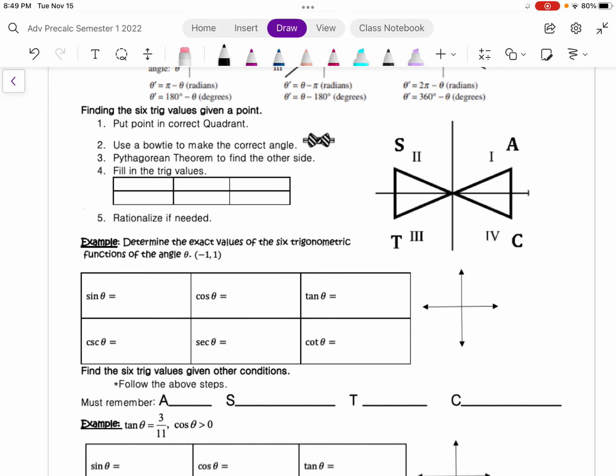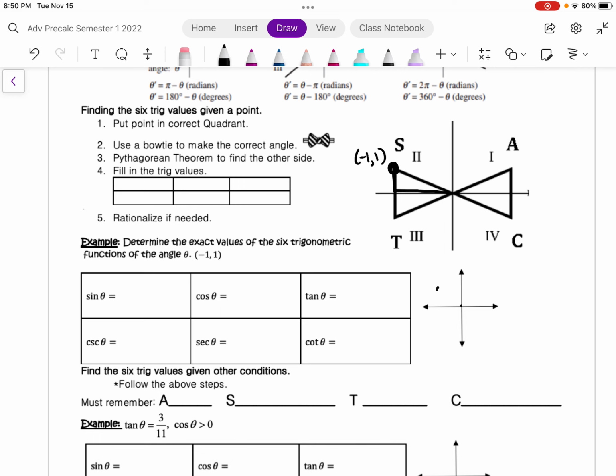So we're going to look at two different examples. The first example is if I gave you the point -1, 1. So -1, 1 would be, just making that up, right? Could you tell me the exact values for sine, cosine, and tangent? And after today, your answer is going to be yes. Yes, I can. Okay, and here's why.